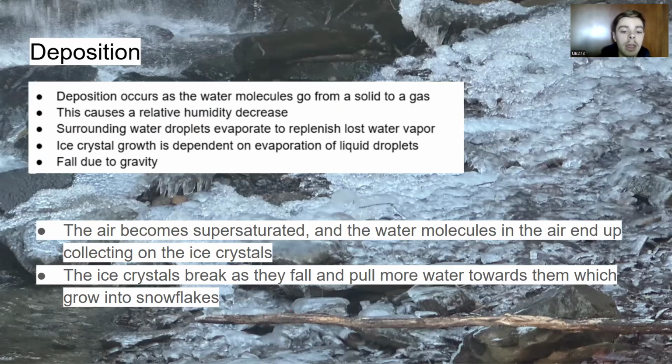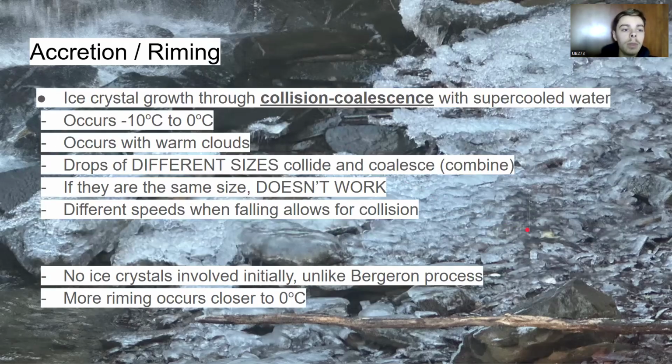The ice crystals break as they fall and pull more water towards them, which causes them to grow and form into snowflakes. We have accretion, which is also known as riming. This is ice crystal growth through the collision coalescence process with supercooled water. This occurs from -10 to 0 degrees Celsius.